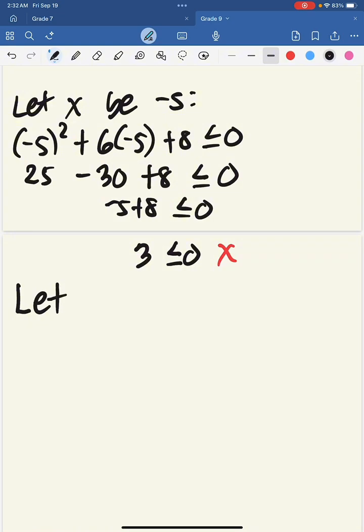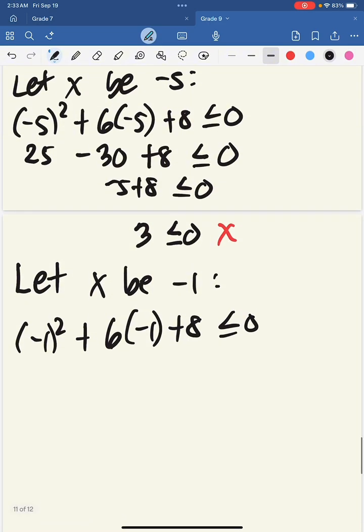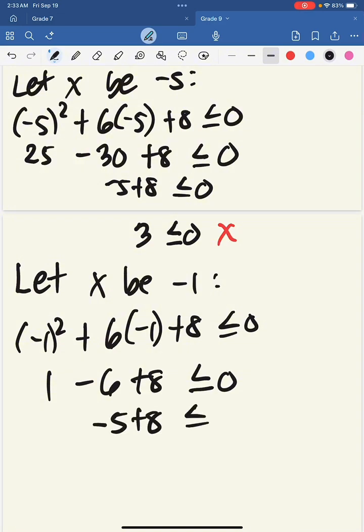So let's try, let x be negative 1. So you have negative 1 squared plus 6 times negative 1 plus 8. We have here negative 1 squared is 1. 6 times negative 1 is negative 6 plus 8 is less than or equal to 0. Now, 1 minus 6 is negative 5, plus 8. Negative 5 plus 8 is 3, which is not less than or equal to 0, which means this is wrong.